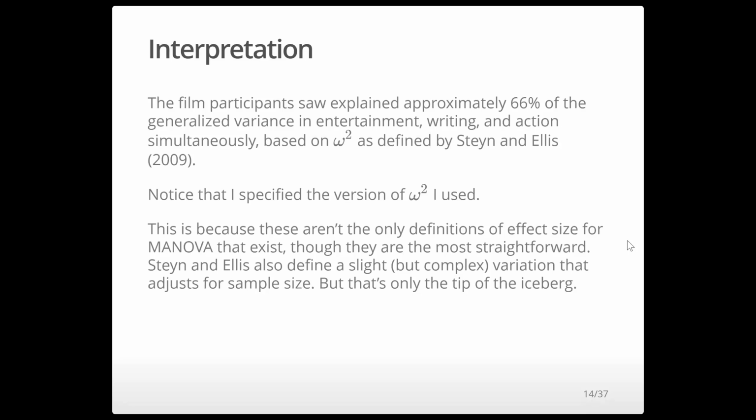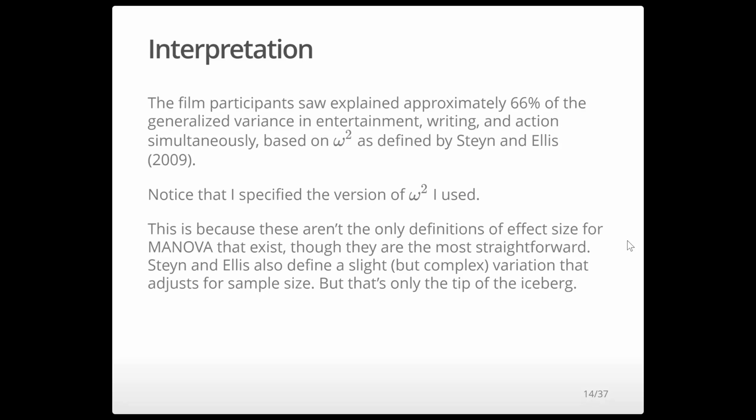So the way we can interpret this is that the film participants saw explained approximately 66% of the generalized variance in entertainment, writing, and action simultaneously. And I'm basing this on omega squared as defined by Stein and Ellis, 2009. And so one thing to notice is that I specified the version of omega squared that I'm using.